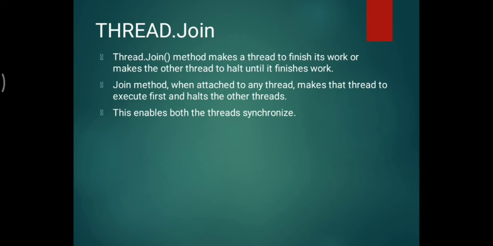It is different from the sleep method. In the thread.sleep method, we just put the thread in sleep, idle, and make other threads execute. In join, we combine one or more threads to execute and free the memory for the other threads. This is thread.join. This enables both the threads to synchronize. It also works in synchronized methods, which is very important.